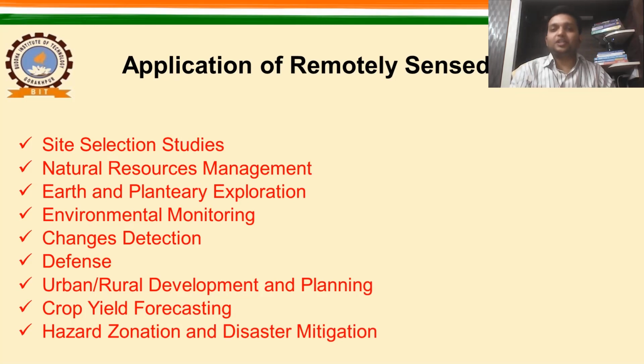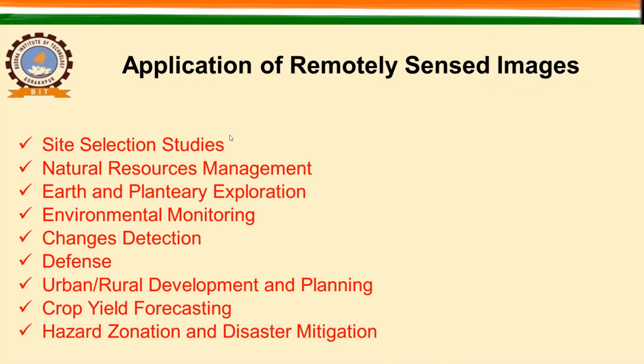So now let's move toward the application of remotely sensed images, right? This slide says that there are different types of application, like site selection studies, natural resource management, earth and planetary exploration, environmental monitoring, change detection, defense related activities, urban and rural development and planning, crop yield forecasting, hazard zonation and disaster mitigation.